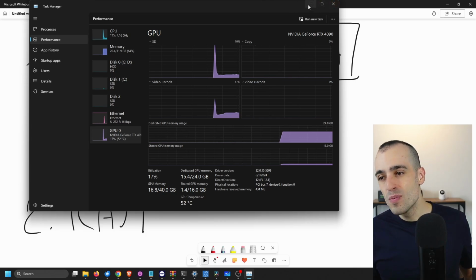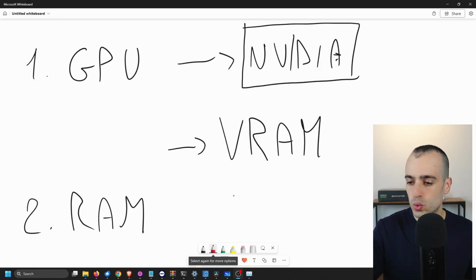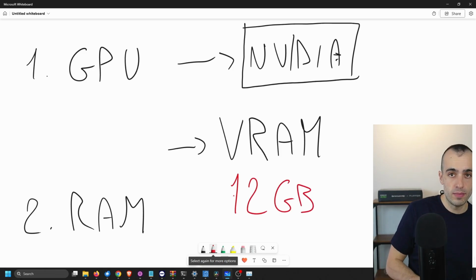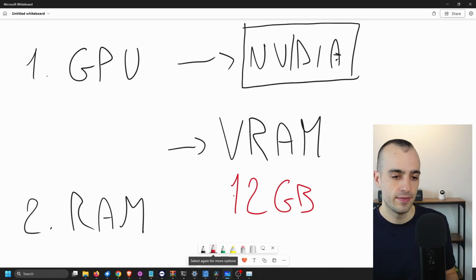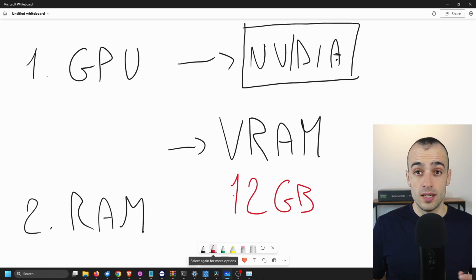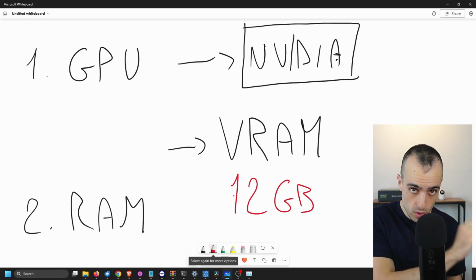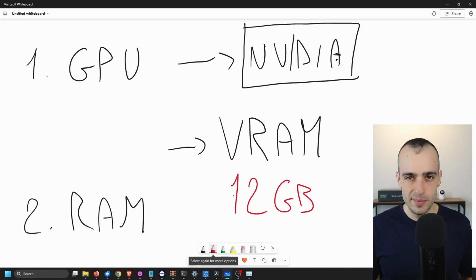NVIDIA, how much VRAM do you need? Well, not less than 12 GB. 12 GB is the minimum that I recommend. Can you run things even on lower memory like 8 GB? 6 GB? Yes, you can. I have a laptop with the GTX 1660 Ti with 6 GB. I can train some models for object detection. I can run object detection, but it's very limited.